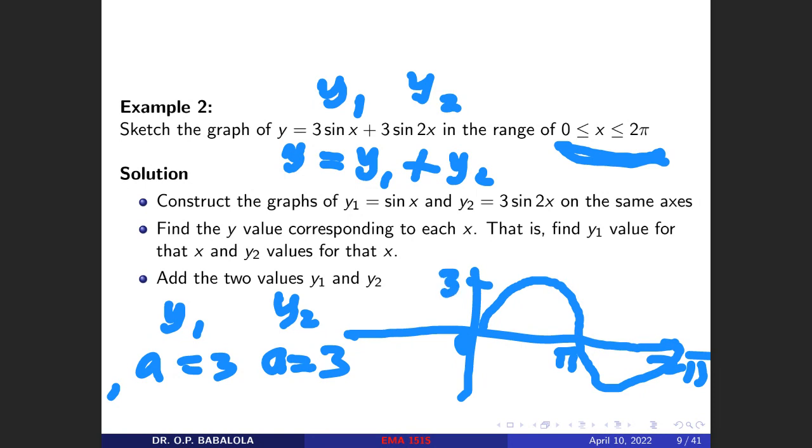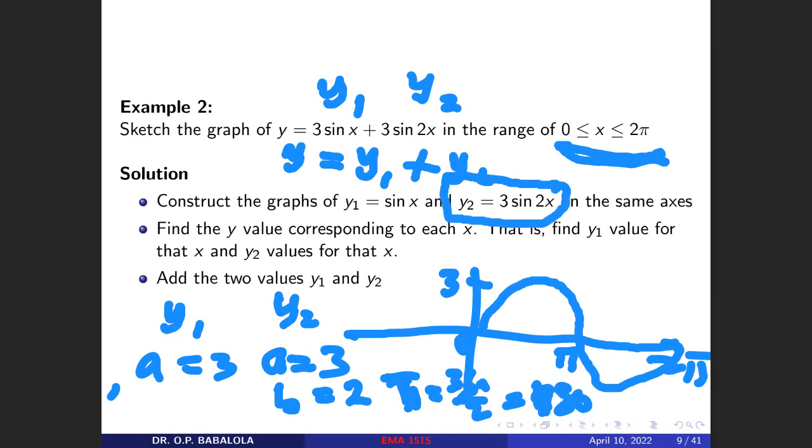So this is 3. For y2, it's going to be 3 sine 2x, and your b in y2 is what? Is 2. Okay. And in this case, your period, T rather, will be 360 over 2. That's 180. So that makes it tricky, because you're going to have this, which has a period of 180. So what is the next step?